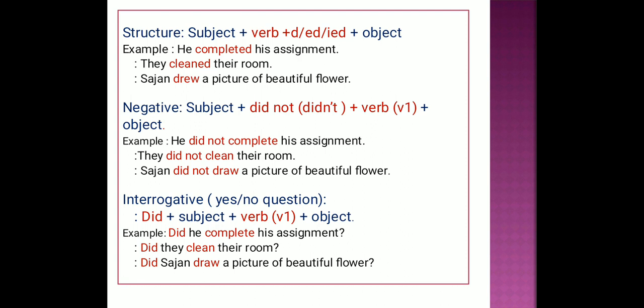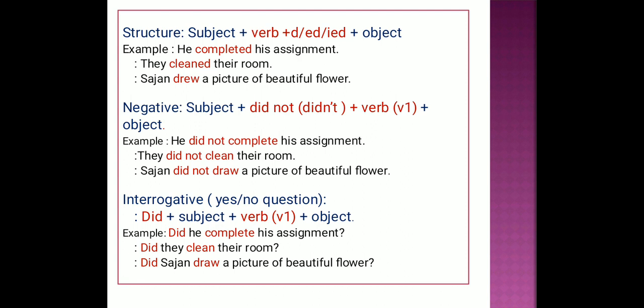Now, let's look at what happens when we make a negative sentence. Here, you have to use the helping verb did and add not after it and change verb 2 into verb 1. Here are some examples. He did not complete his assignment. They did not clean their room. Sajan did not draw a picture of a beautiful flower.